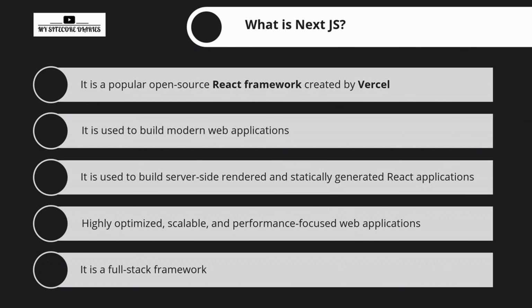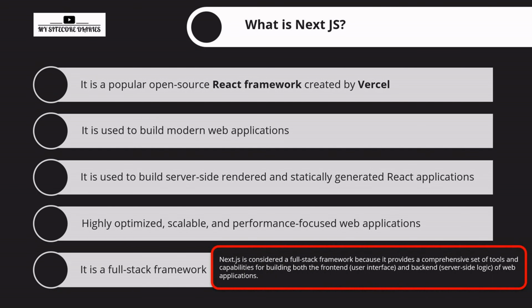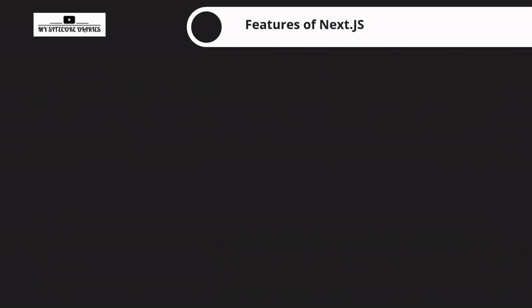And the key point is it is a full stack framework. What do you mean by full stack framework? Next.js is considered a full stack framework because it provides a comprehensive set of tools and capabilities for building both the front end, that is user interface, and back end, that is server side logic of a web application. And that is the key difference here. Next.js is a framework which is used to build both front end and back end, whereas React was a JavaScript library which is used to build UI.